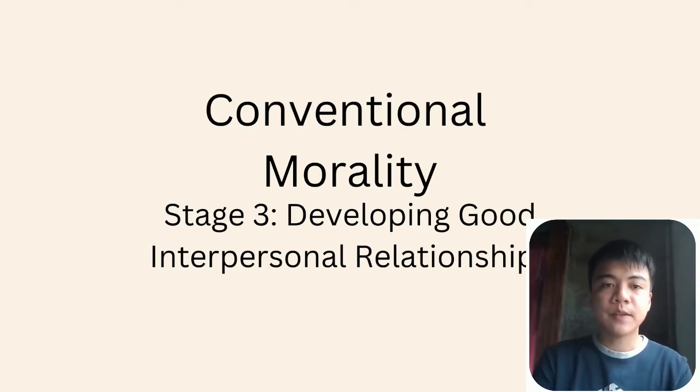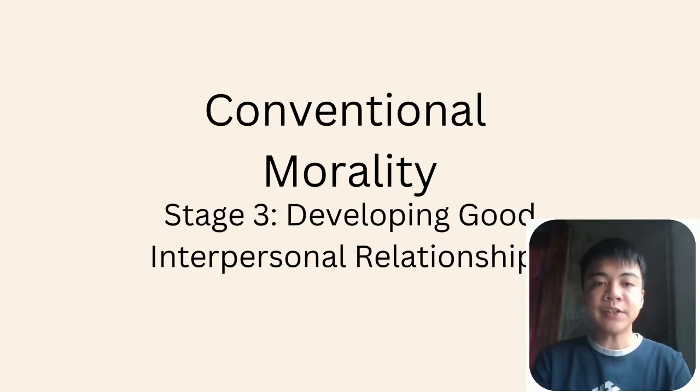Stage 3: developing good interpersonal relationships, also known as the good boy, good girl orientation. This stage of moral development focuses on living up to social expectations and roles. There is a focus on conformity, being nice, and considering how one's choices affect relationships.